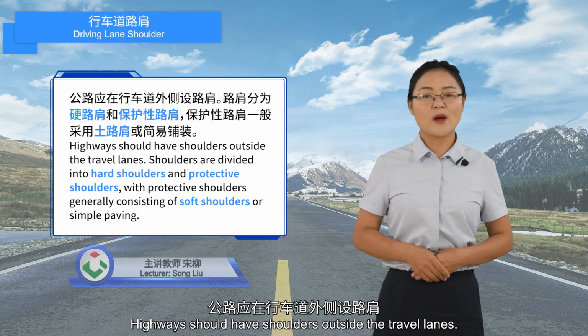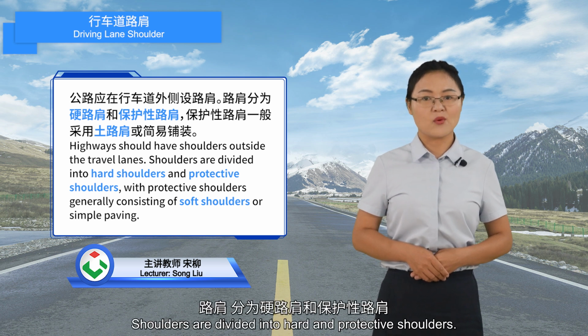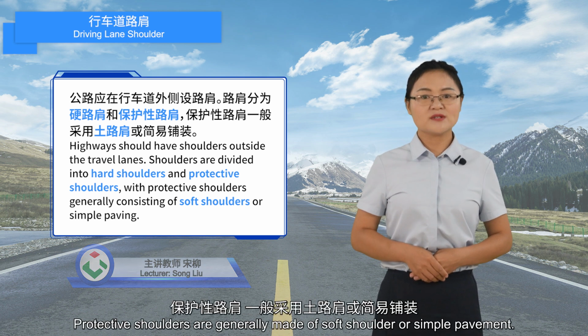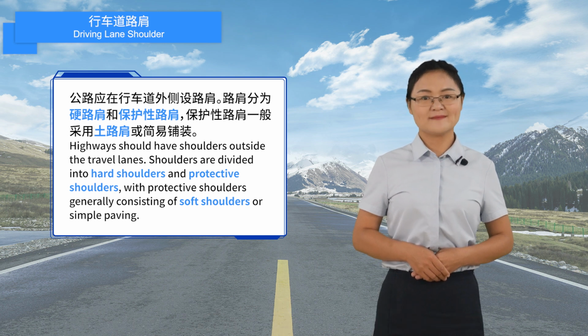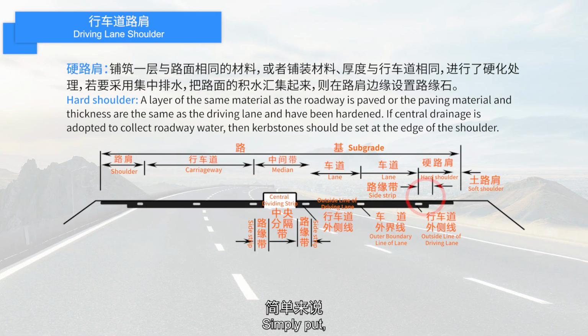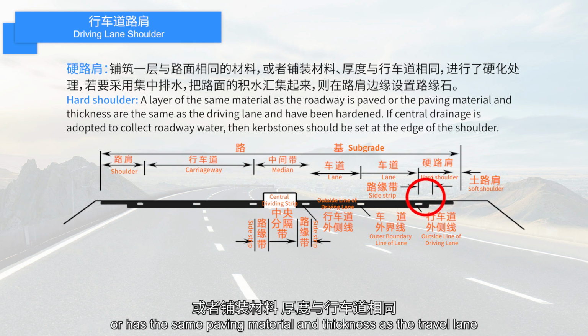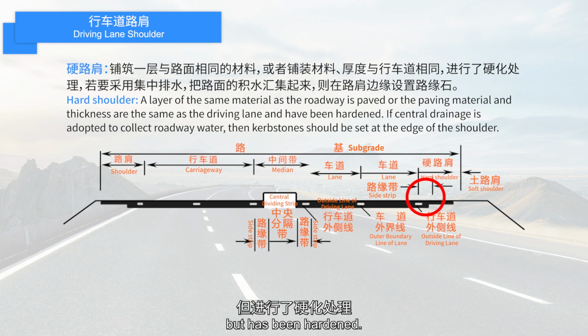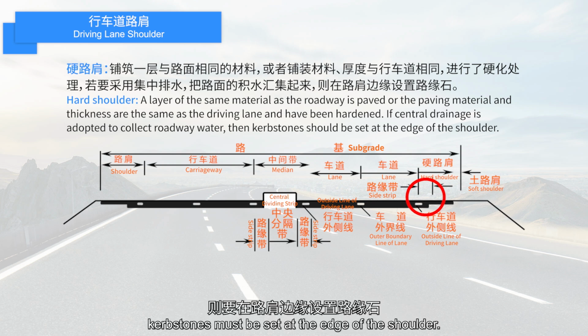Highways should have shoulders outside the travel lanes. Shoulders are divided into hard and protective shoulders. Protective shoulders are generally made of soft shoulder or simple pavement. Simply put, a hard shoulder is one that is paved with the same material as the roadway or has the same paving material and thickness as the travel lane, but has been hardened. If centralized drainage is required, curbstones must be set at the edge of the shoulder.